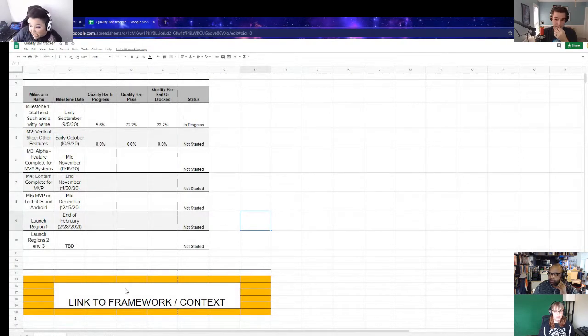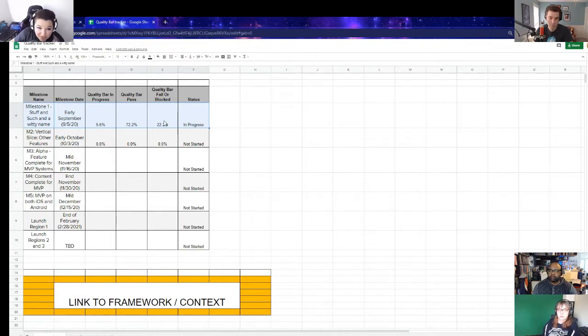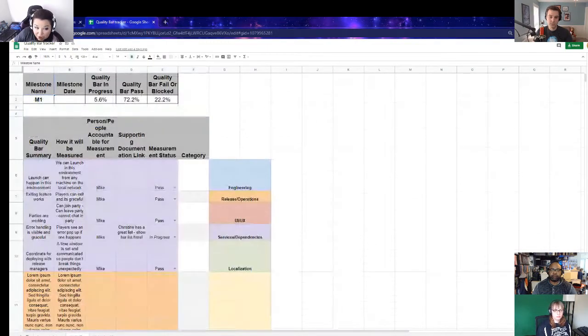All right. So this is an aggregate. This is all of my milestones together. And it's because I want a quick look, and I want the producers to have a quick look at how we're doing. So right now, the team is working on milestone one, and we have 5% of things in progress, 72% of them have passed, and 22% of them have failed. The big deal, right?